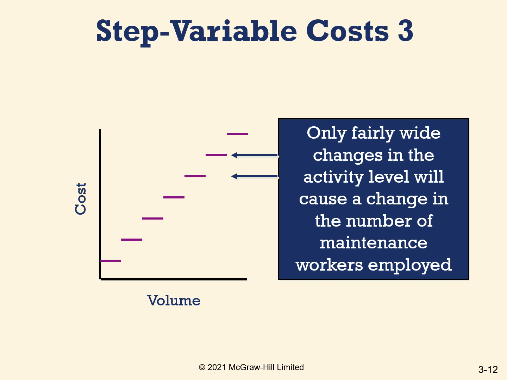So only fairly wide changes in the activity level will cause a change in the number of maintenance workers employed. Again, once we hit that threshold at this volume level right here, we're going to have to jump up our cost, hire another worker, who then will have their own plateau volume until we have to hire another one. That's what we mean by step variable cost, because it makes a nice little staircase here. And they increase over a much wider change in activity level than a true directly proportional cost.